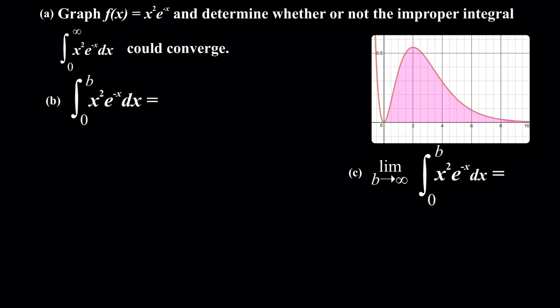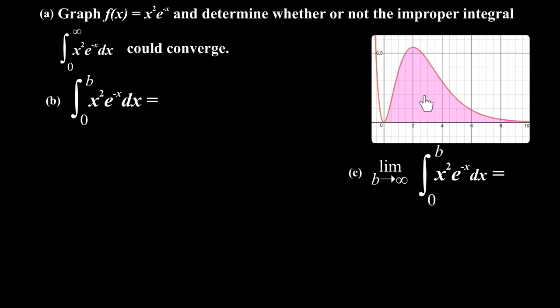All right, so let's look at our first problem here. This says graph f of x equals x squared times e to the negative x, and determine whether or not the improper integral could converge. All right, so here's a graph of that function, and the integral, as we know, is the area between the curve and the x-axis. So this area right here is what we're referring to. And we want to know, is this, or could this, converge?